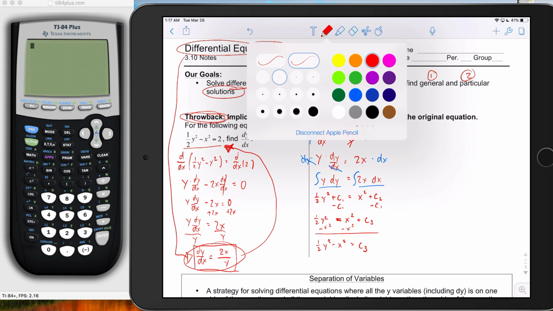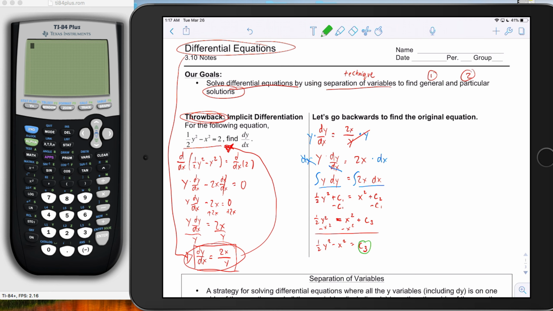As you can tell, we have a c3 here, but in the original we had 2. That's because this 2 is one particular solution. This is a particular solution, while the constant c, which represents all different kinds of numbers, represents a general solution. So maybe I'll just circle the whole thing. This whole thing is a general solution.